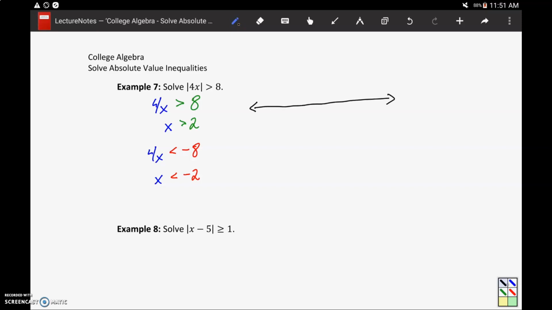Which would again give us this disjoint solution where we would have -2 and +2, but then our shaded regions would head in the opposite direction. Since we still have strict inequality, we would use an open circle and shade all values greater than 2. And then we would have an open circle at -2 and shade all values less than -2, representing those two disjoint inequality statements, which then we could turn into interval notation as -infinity to -2, union 2 to +infinity.